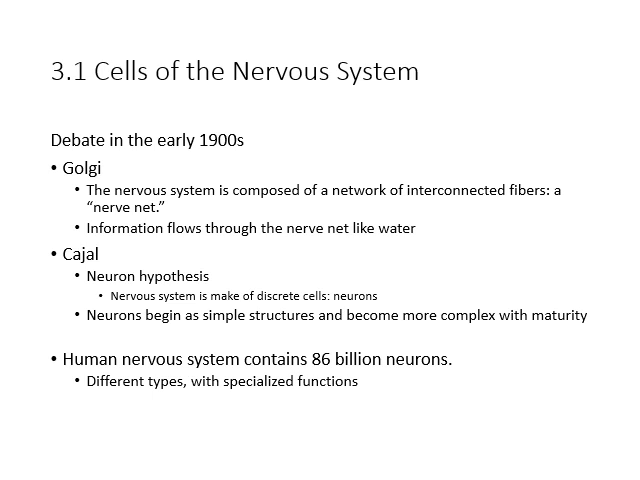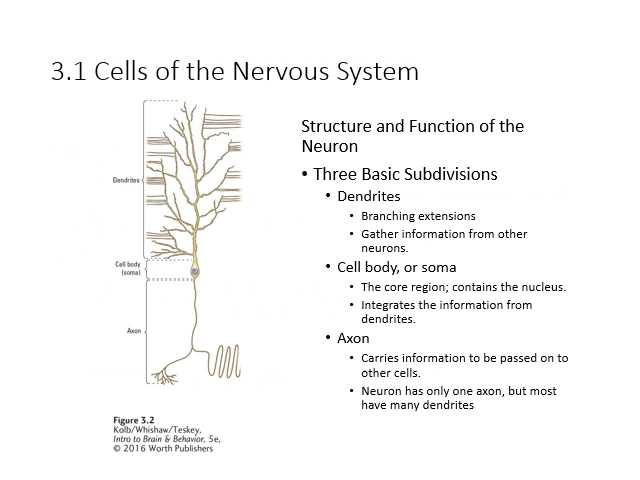Cajal came up with the neuron hypothesis, which is what we now know to be true. He believed that the nervous system was made of discrete cells called neurons. And Cajal also kind of amazingly figured out that neurons began as simple structures and became more complex as an organism became more mature. So we now know that's true, and that the human nervous system contains approximately 86 billion neurons, and there are different types of neurons that have specialized functions.